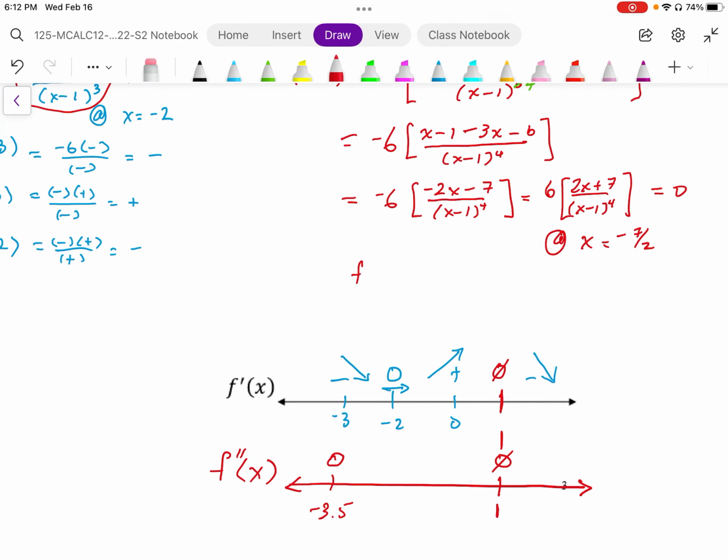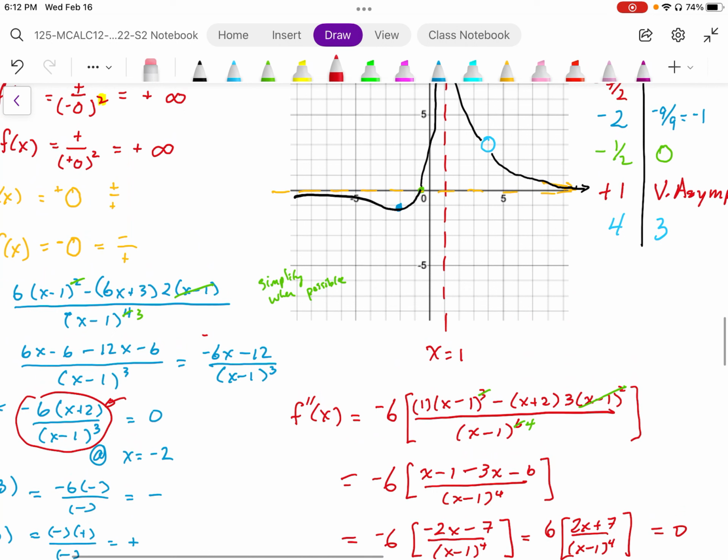So testing my concavity, I'm going to test it to the left of negative 3.5. So when I put negative 4 in there, the denominator is power 4, so it's always positive. So I just really need to look at the numerator. So I end up with a negative numerator. So that means I have negative concavity through that section. Okay, and then looking at my graph, yeah, that looks like it's negative concavity.